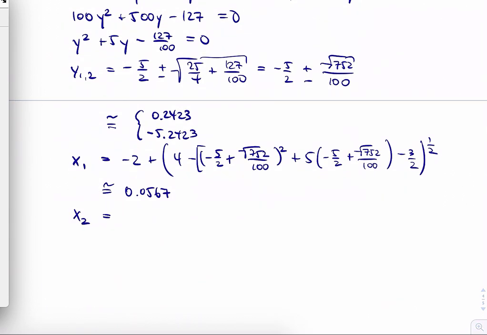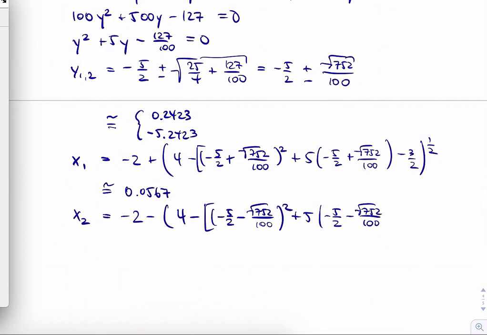And x2 accordingly uses the negative square root. Well, not square root, because as we saw that's getting a bit ugly: 4 minus 5 halves, no, minus square root of 752 divided by 100 squared, plus 5 times minus 5 halves, minus square root 752 divided by 100, not squared, minus 3 halves, and the whole affair in parentheses, square root. And this is numerically equal to roughly minus 4.0567.